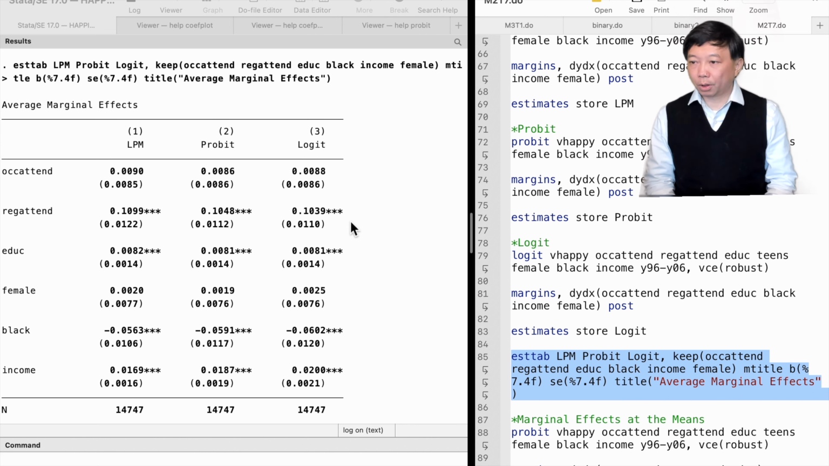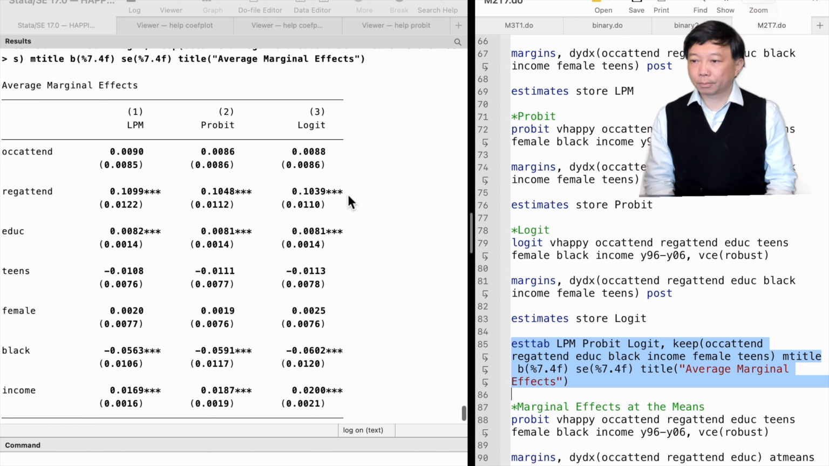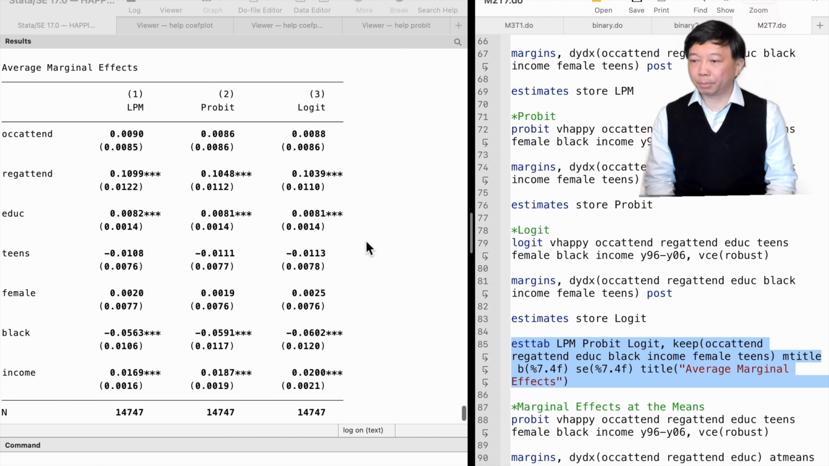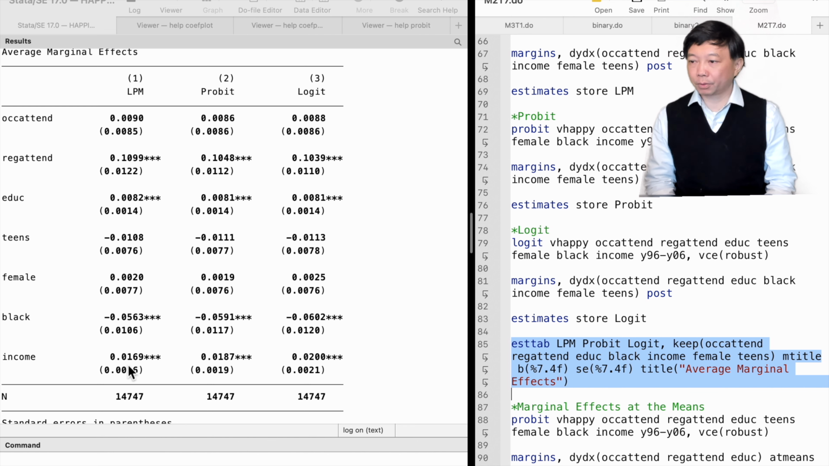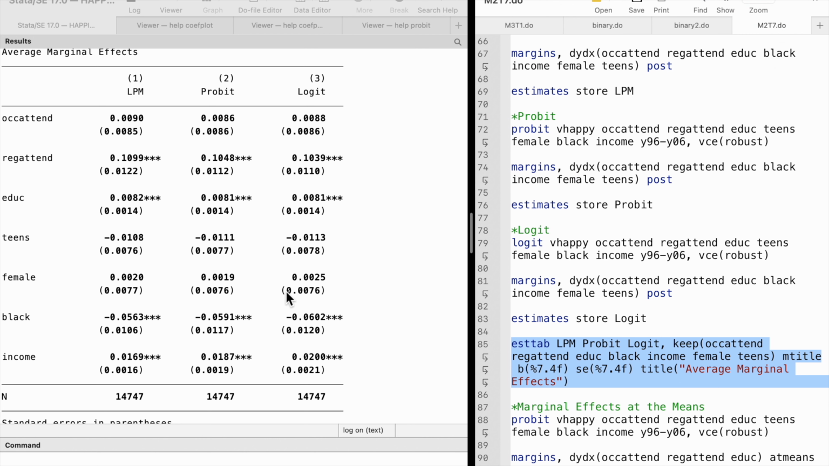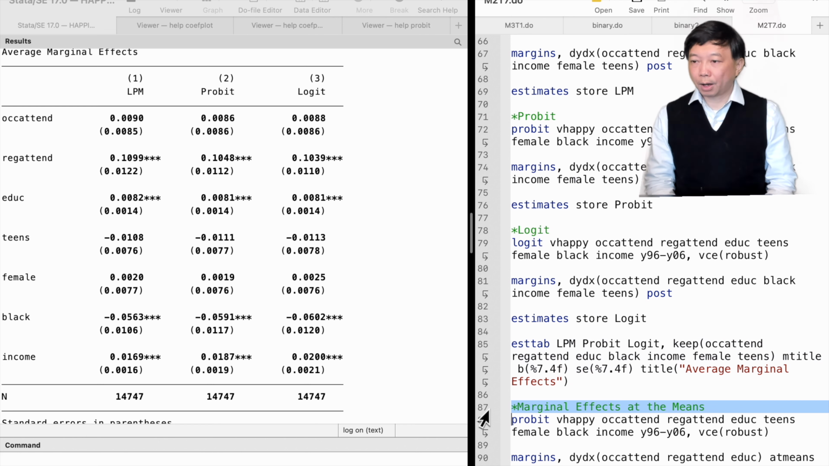The estimates of other explanatory variables also make sense. Higher educated people are happier on average. Income is positively related to happiness. The number of teenagers in the household does not significantly affect happiness. There is no noticeable difference in happiness between men and women. These are the average marginal effects.